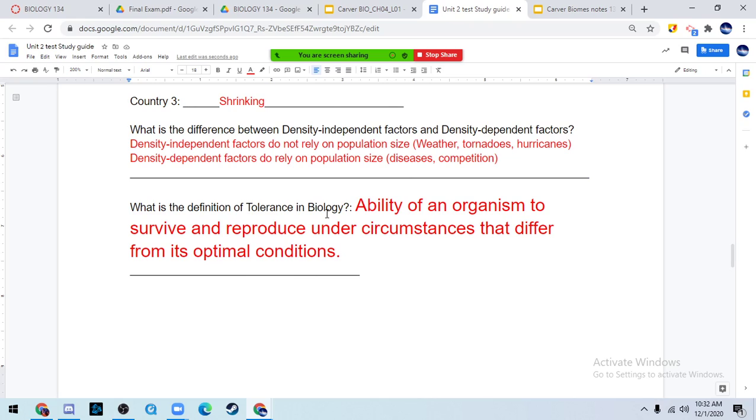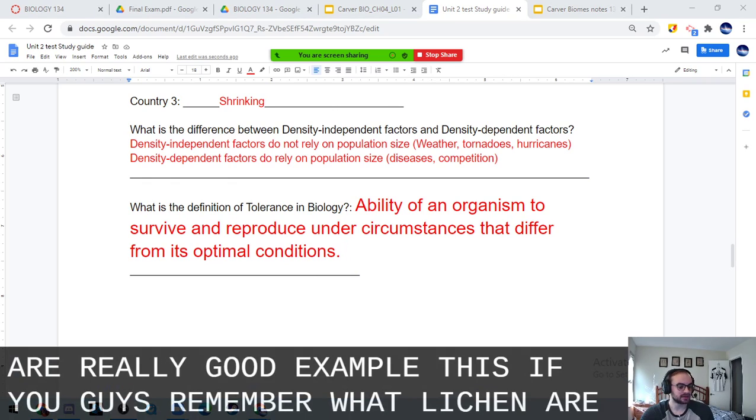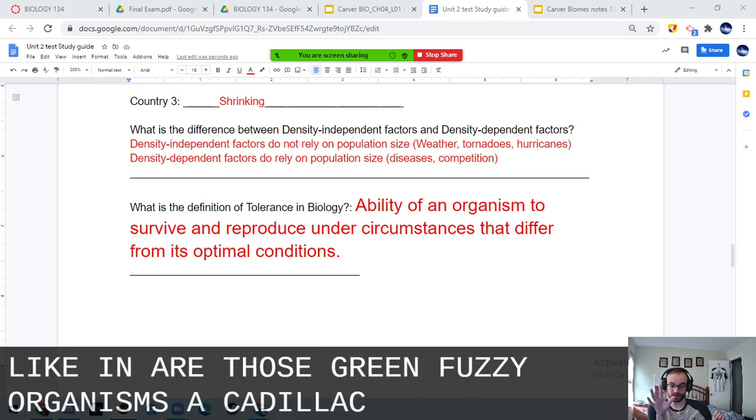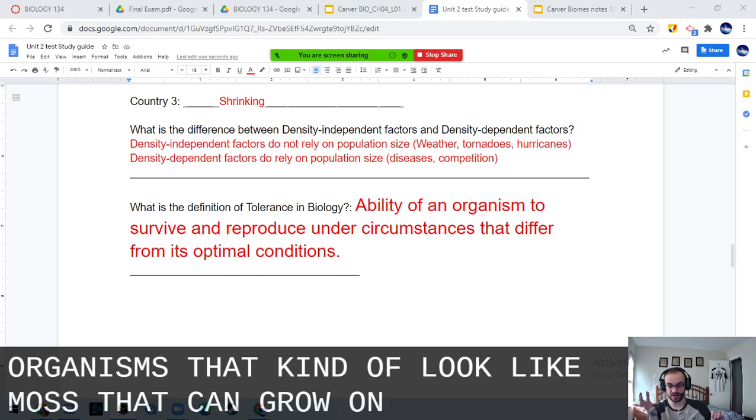All right. So tolerance is the ability of an organism to survive and reproduce under circumstances that differ from its optimal conditions. Lichen are a really good example of this. If you guys remember what lichen are, those green fuzzy organisms that kind of look like moss that can grow on bare rock.